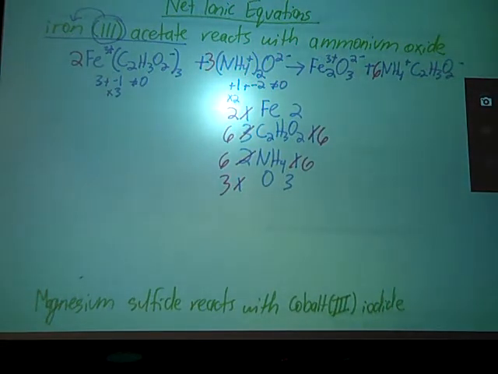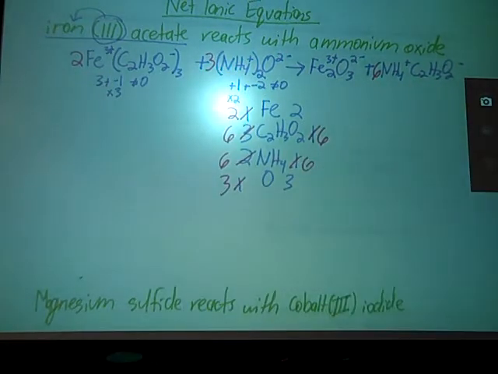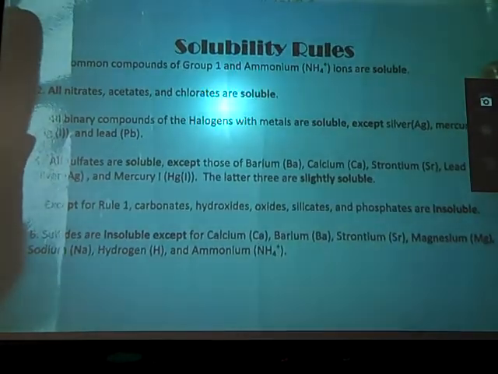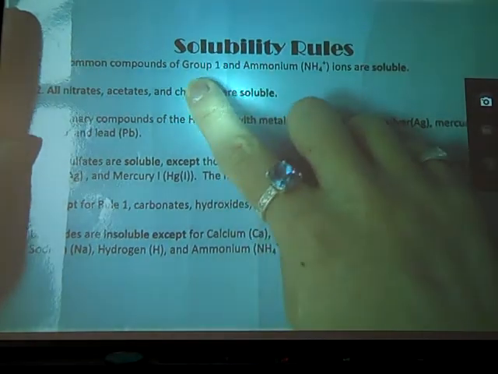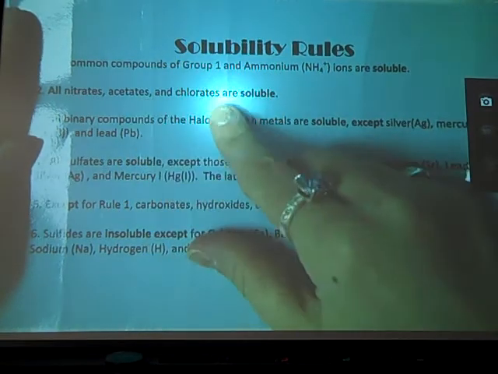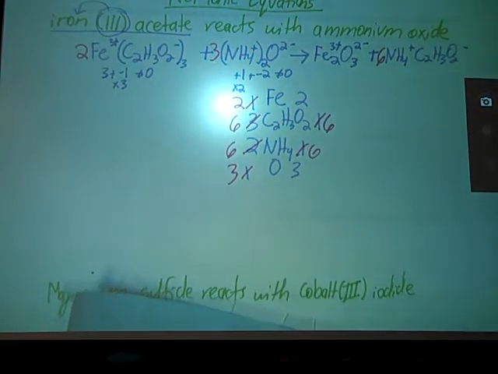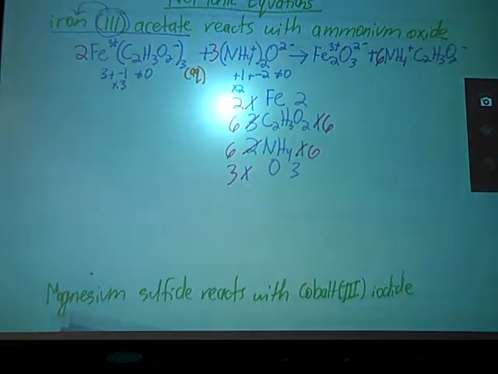The next thing to do is to assign solubility to each of my compounds in this equation to see whether or not I make something that was not there before. So, iron acetate. We're going to go through each of our rules in turn until we find one that applies to that compound. Number 1, let's see, no group 1s, no ammonium. Rule 2, acetates are soluble. Means that my iron acetate here gets the AQ. It will dissolve in water.